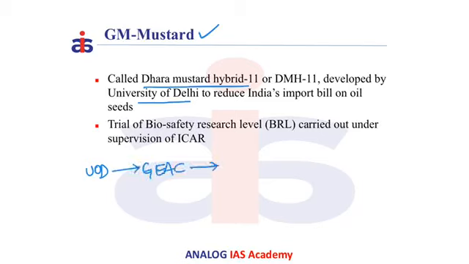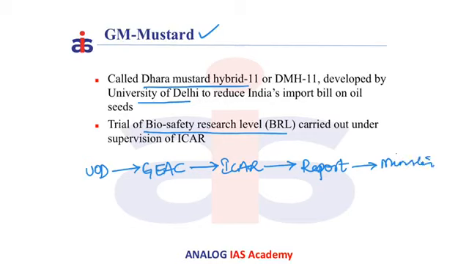pilot production. The pilot production is called Biosafety Research Level 1, where it has to be carried out under the supervision of the ICAR, that is the Indian Council of Agricultural Research. Then the report is submitted to the GEAC, and the GEAC opens the report for public opinion, and a final report for the clearance of the GM mustard is given by the GEAC and then goes to the minister for his approval.